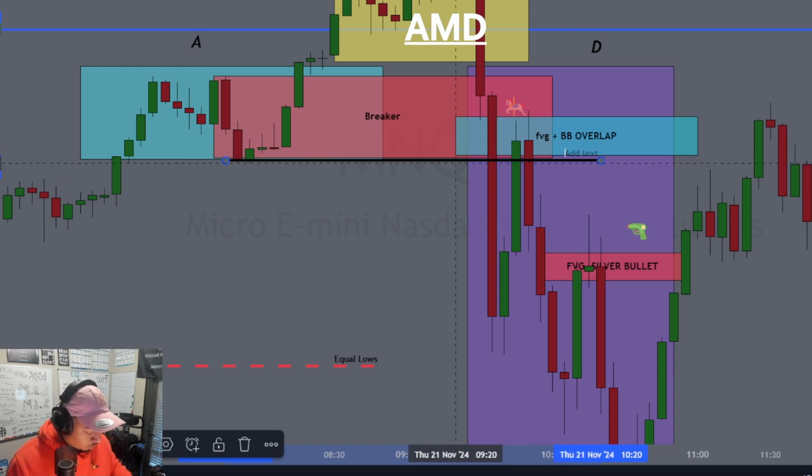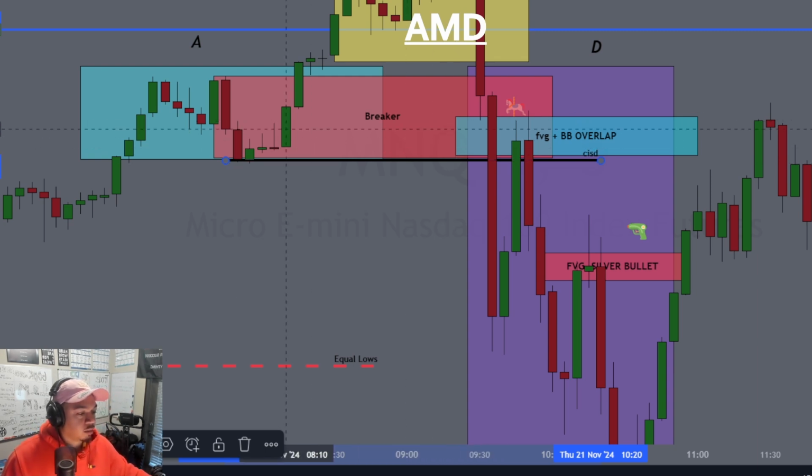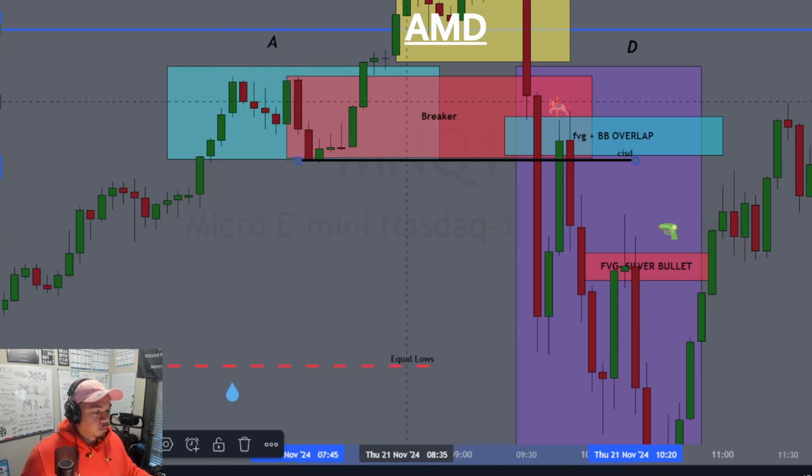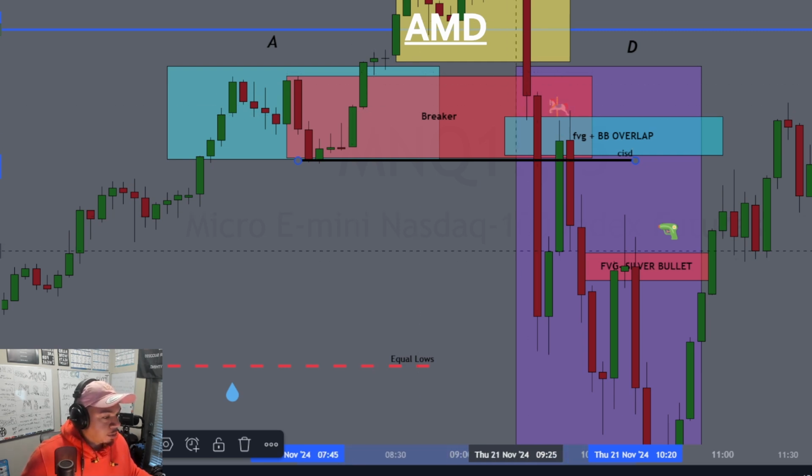Once you start understanding that, you'll understand that every breaker has a change of state of delivery. Otherwise, it's just an order block. There was no change of state of delivery. Okay, so on this time frame, 5-minute time frame, what we had was a break below this order block, turning it into a breaker block, right? The last set of down close candles in an uptrend that's broken will become a breaker block.